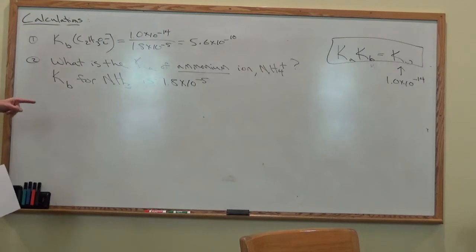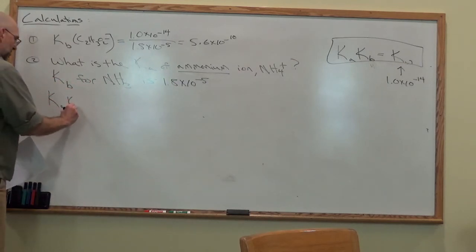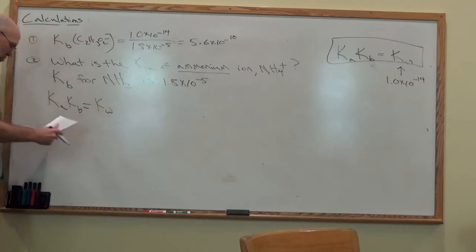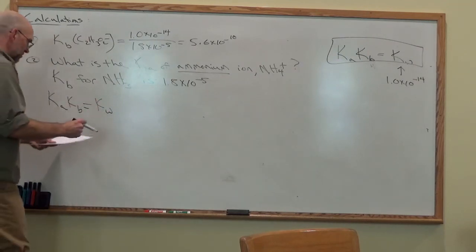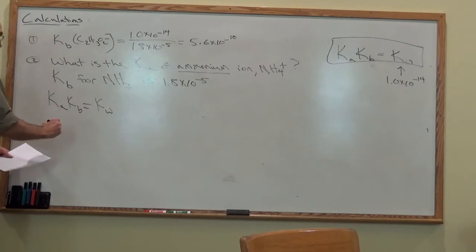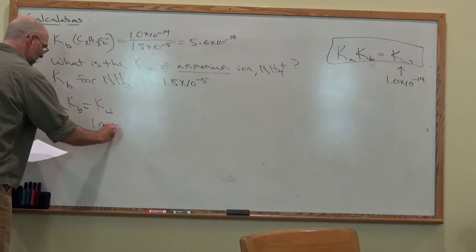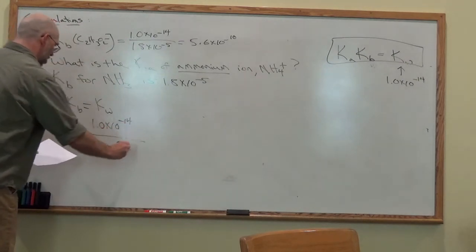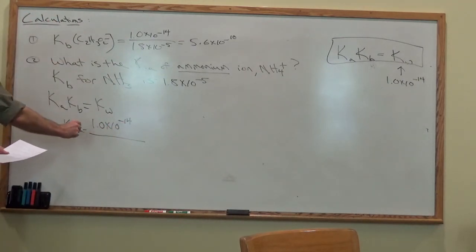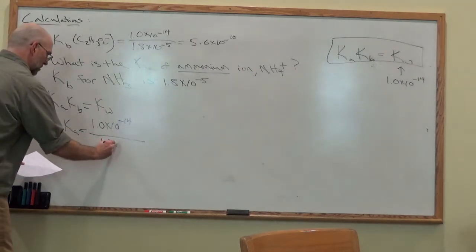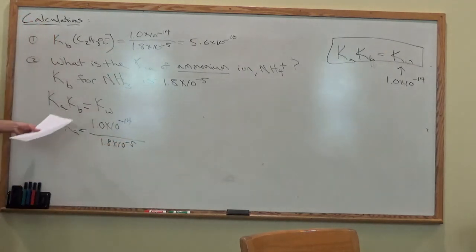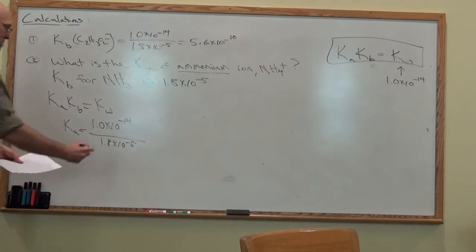So, if you want to know the Ka of ammonium, and you're given the Kb for ammonia, well, that's pretty straightforward. Ka times Kb equals Kw. And we just solve the equation. And so Ka would be 1 times 10 to the minus 14th all over Kb. And actually, that's kind of interesting. We get the same answer, don't we?